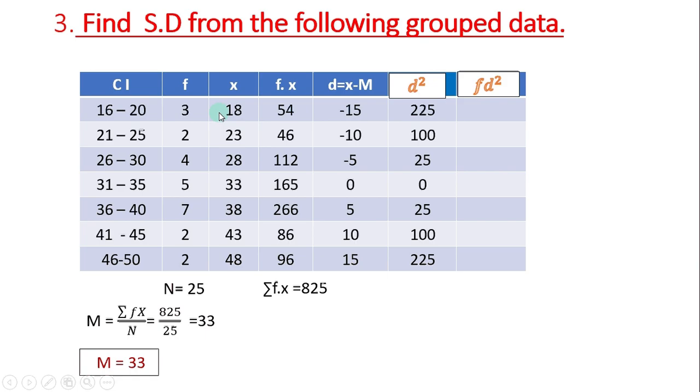Now fd square. F here is 3, 2, 4, 5, 7, 2, 2. Multiply these with d square, here 3 times 225. That gives 675, 200, 100, 0, 175, 200, 450. Now add all fd square. What do we get? Sigma fd square is equal to 1800.